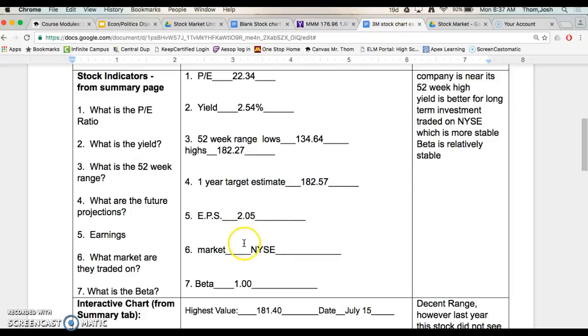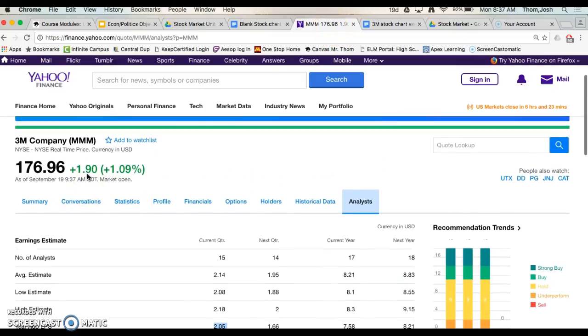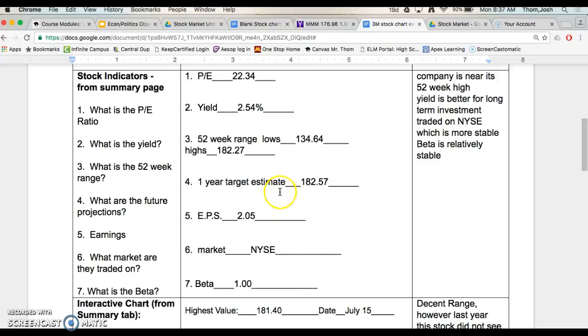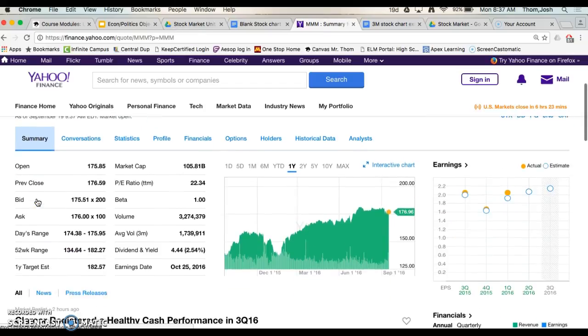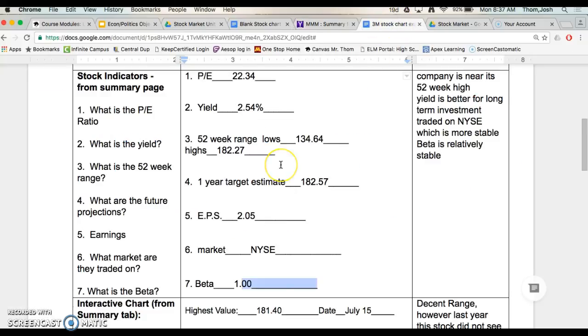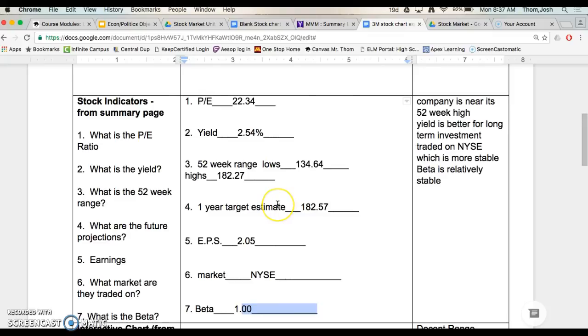The next thing we need is the market that it's traded on. I know that it's traded on the New York Stock Exchange because it says directly under the name of my company right up here in the upper left-hand corner, NYSE, which tells me that it's traded there on Wall Street. And then the beta is 1.00, and that also can be found on the summary page, and that is found right here, beta 1.00.